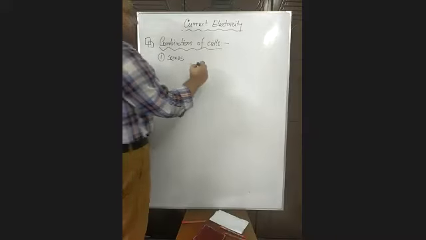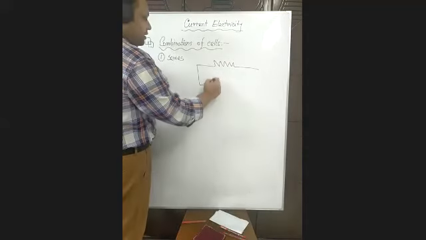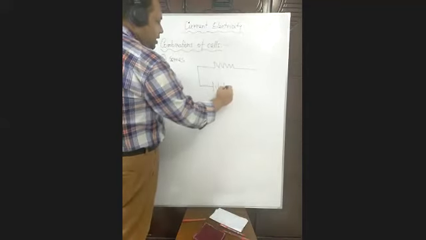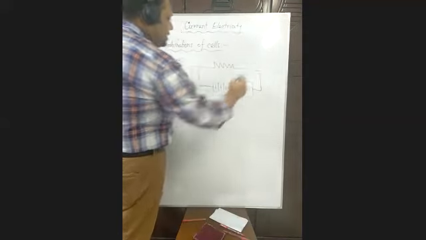So here is the diagram. I'm just giving an external resistance here and a lot of cells in series combination, just like this. It's a simple circuit, but I am using n number of cells here.